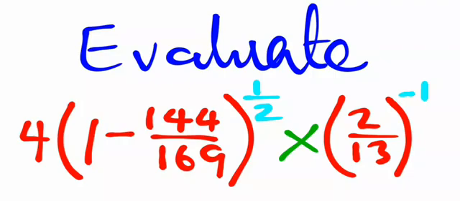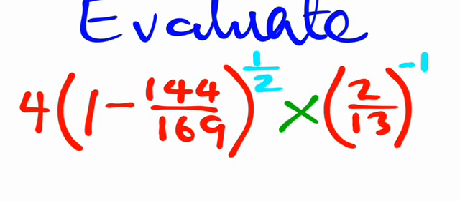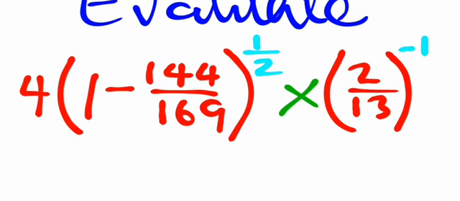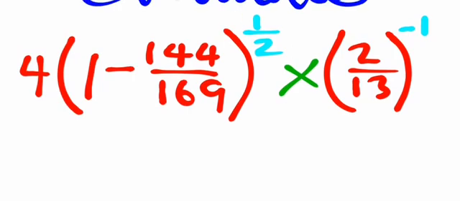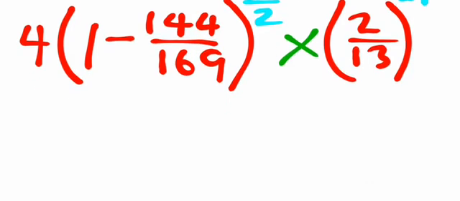Good day, viewers. Let's solve this interesting indices question here. Evaluate 4 into bracket 1 minus 144 over 169 raised to power half, then times 2 over 13 raised to power minus 1. Now, we are going to apply one or two laws of indices here. Let's look at what is in this bracket here.